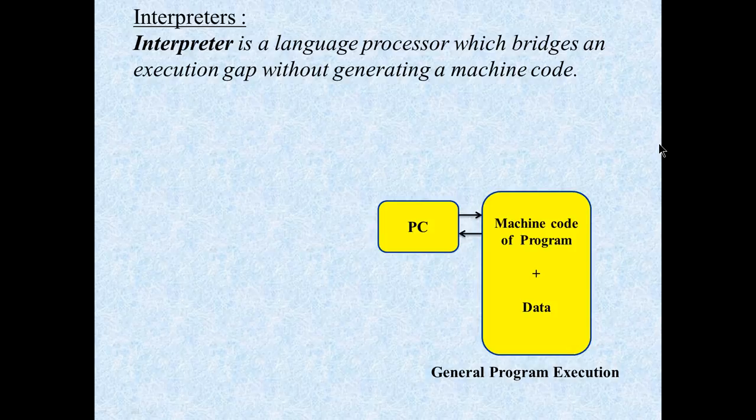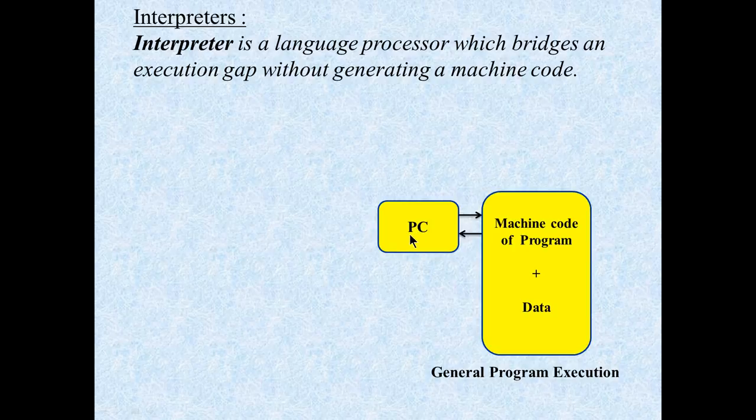Today, we are going to see what interpreters are. By definition, an interpreter is a language processor which bridges an execution gap without generating a machine code. Before going to the interpretation process, we must know how a program runs.